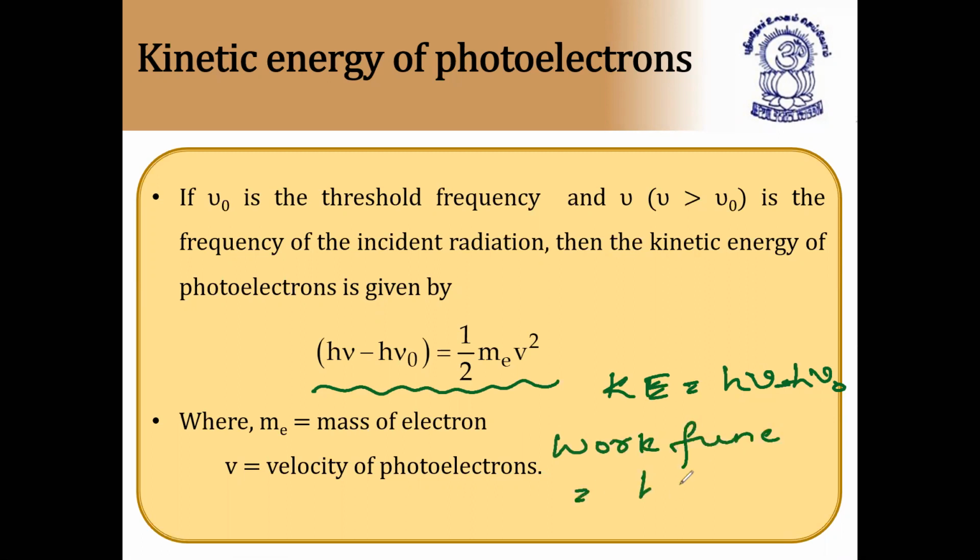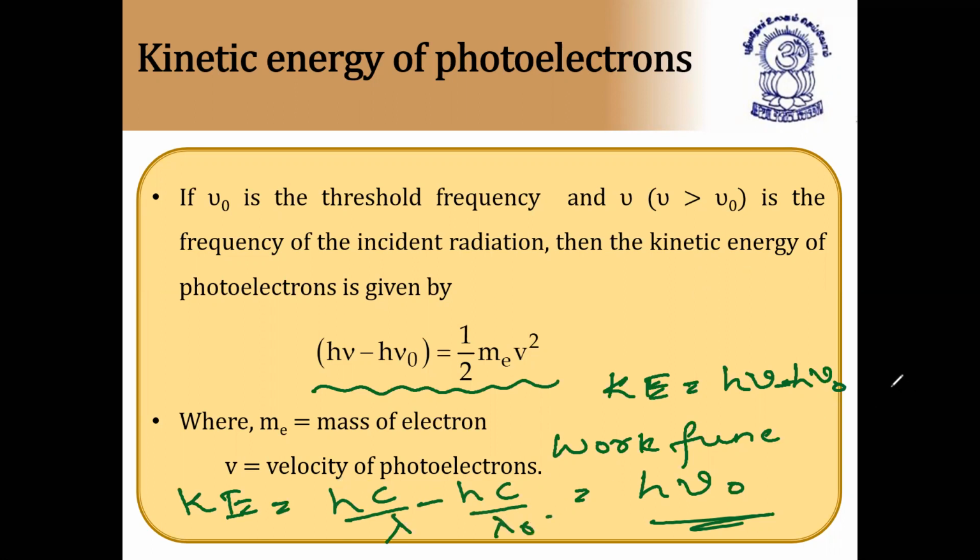So these two formulas you have to remember, where nu naught is called threshold frequency. From this we can also write kinetic energy. Since h nu is equal to h into c by lambda, kinetic energy is equal to h into c by lambda minus h into c by lambda naught.